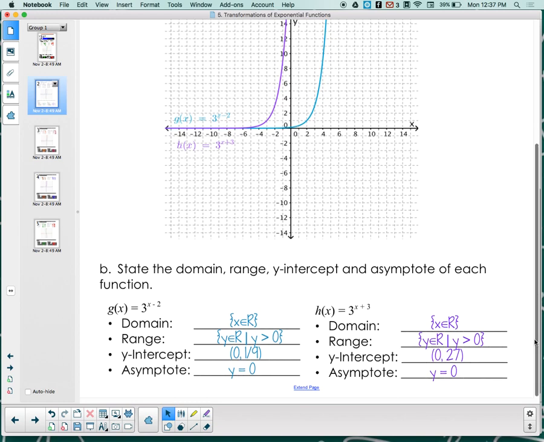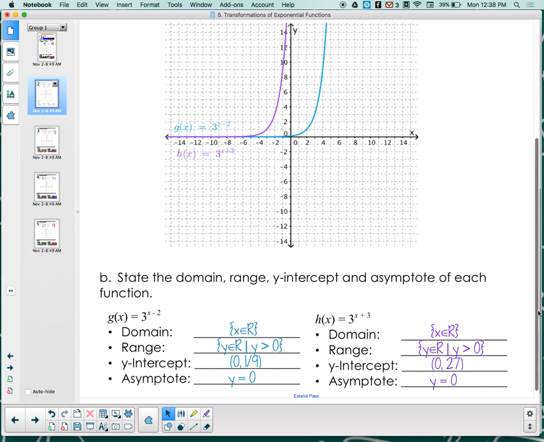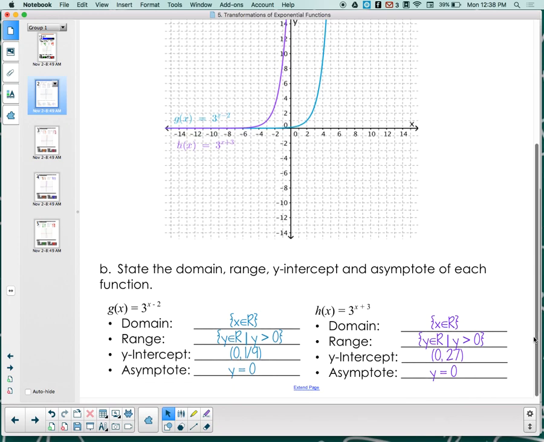If your y-intercept doesn't show up in your table of values, how do you easily find it? Substitute 0 into the x. Correct. Just sub 0 into the x and solve. So this would have been 3 to the power of x plus 3. If we sub 0 in for x, then what are we left with? 3 to the 3, which is 27. The other one we did see on the table of values, but if you wanted to do it algebraically, just sub 0 in for x, which would have meant you had 3 to the negative 2, which is 1/9. Any questions about that?